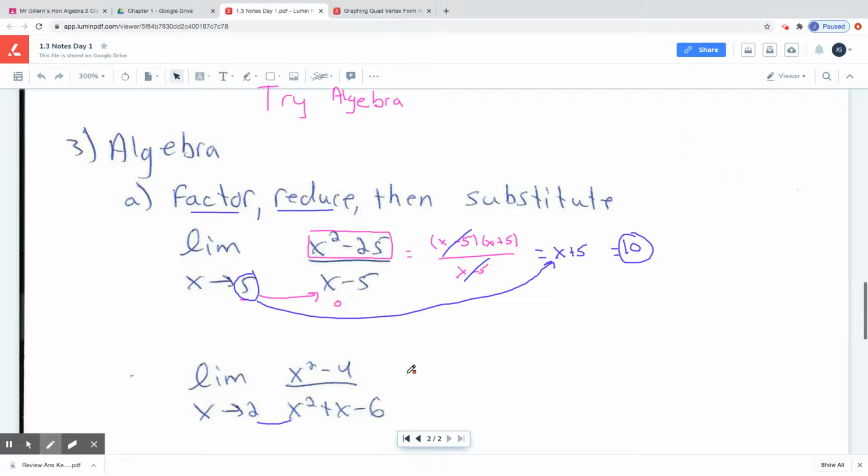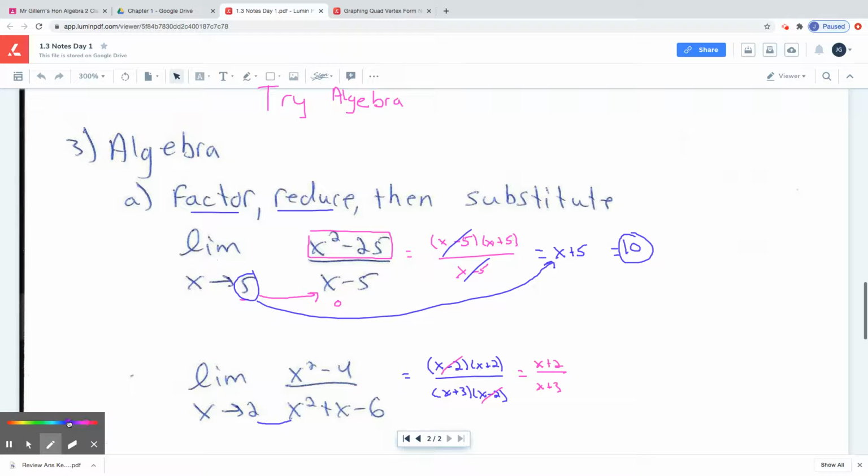All right, so you can factor the top and bottom. The top factors to x minus 2 times x plus 2. The bottom factors to x plus 3 times x minus 2. And you see that the x minus 2's cancel, so I'm left with x plus 2 over x plus 3.